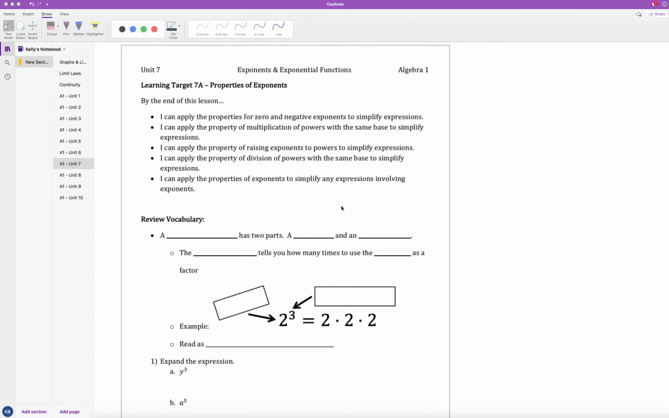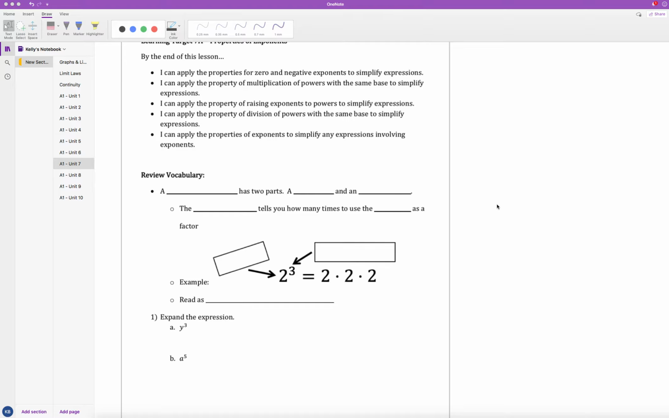Let's start with a little review from a prior unit. So remember, a power has two parts, a base and an exponent. The exponent tells us the number of times to use the base as a factor. So in this example down here, 2 is our base and 3 is our exponent.